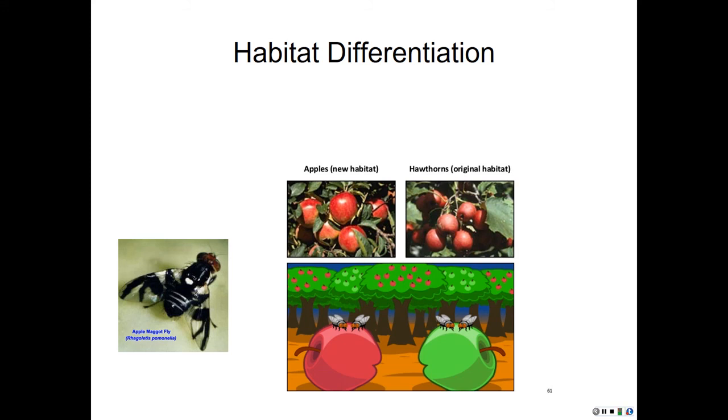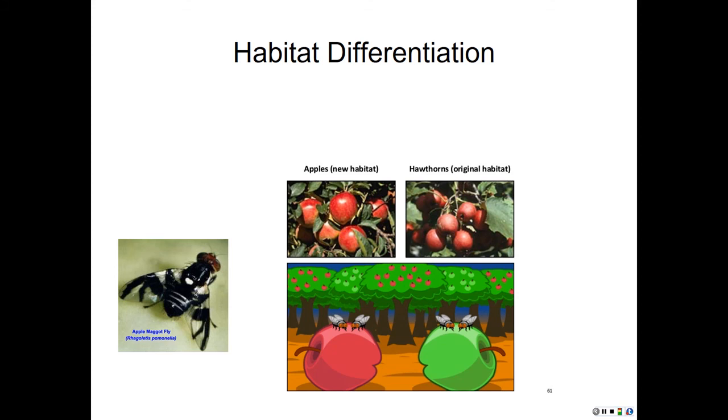Let's hash through an example. So this darling organism is called the apple maggot fly. I know its name is as adorable as it is. And so these apple maggot flies like to live on and eat hawthorn fruits. And they also like to mate where they eat, because everything's right there. That's just how they roll. So these maggot flies live, breed, have their life on these hawthorn fruits. That is their original habitat.